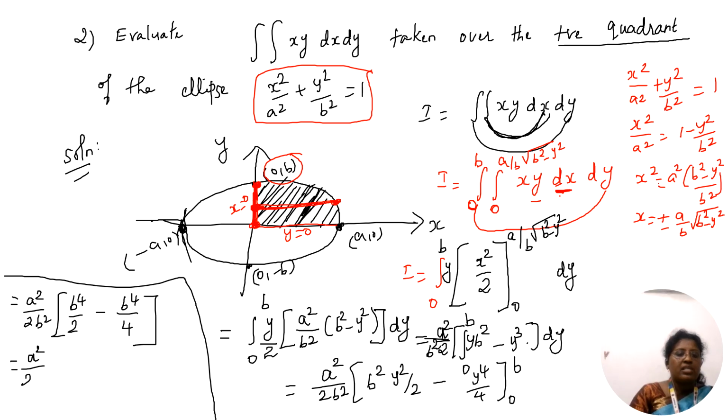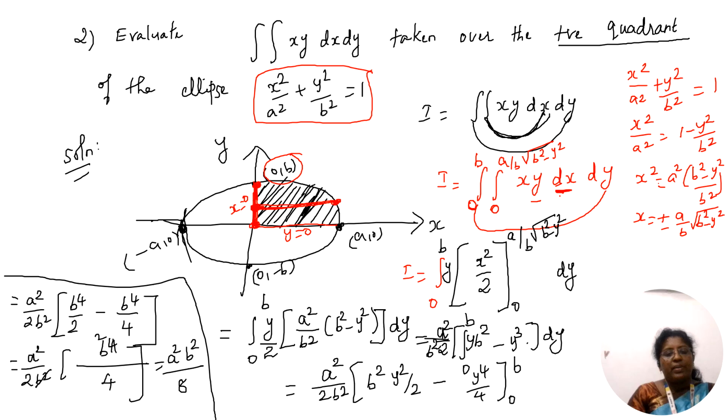So this becomes a square by 2b square into 2 and 4. The LCM of 2 and 4 is 4, so multiply this by 2. You get 2b power 4 minus b power 4, which is b power 4. So we are getting b power 4 divided by 4. Now simplify this and get the final answer. Here b square and b square get cancelled. So the final answer is a square b square divided by 2 fours are 8. This will be the final answer.